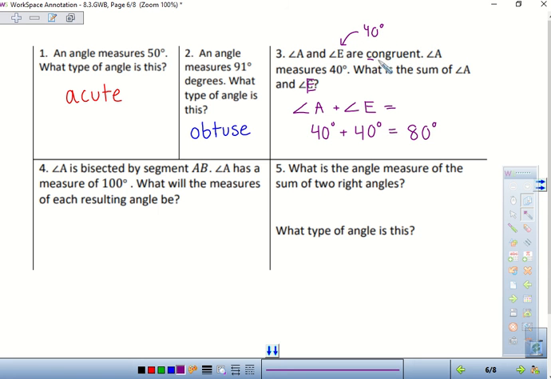Now, how did I know that angle E was also 40 degrees? Because it says they're congruent. So they told us the measure of angle A was 40, and they told me that A and E are congruent. I can assume that they have the same angle measure, meaning their sum is 40 plus 40. Is everyone good with that?